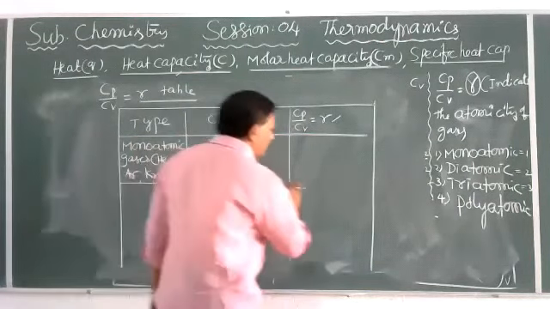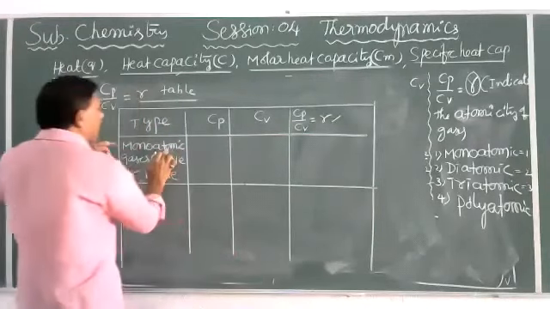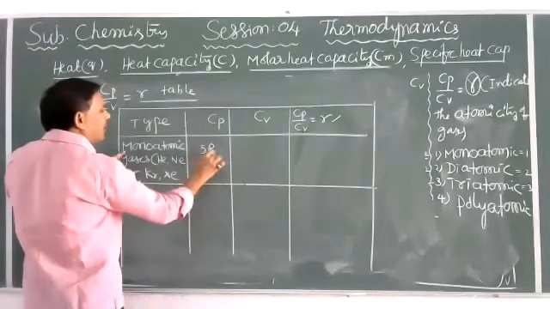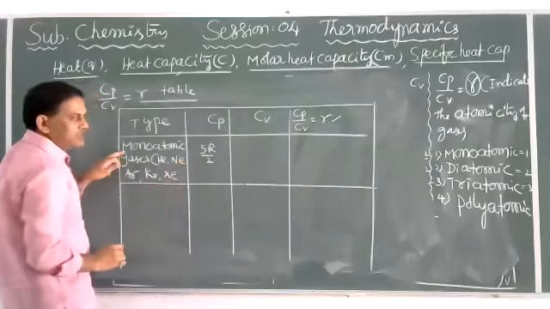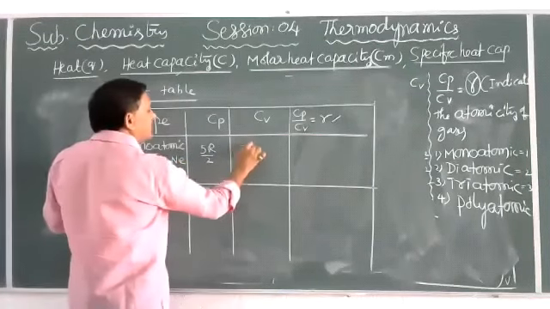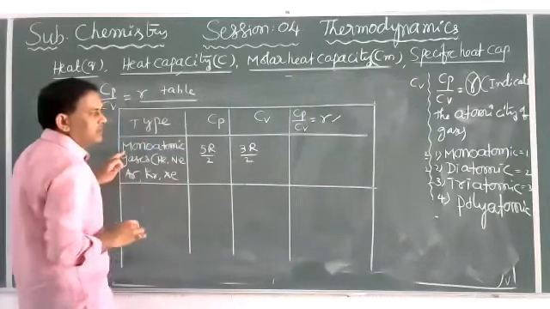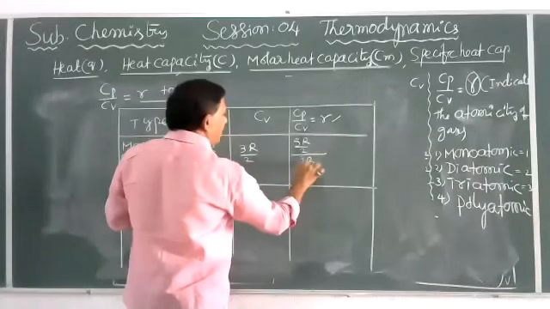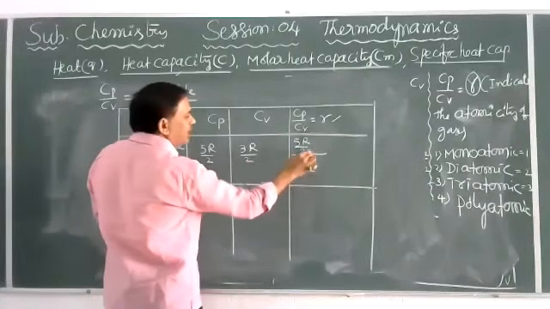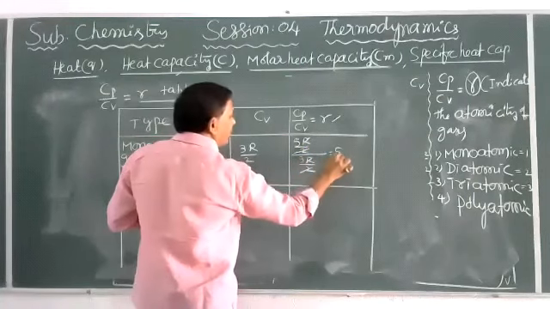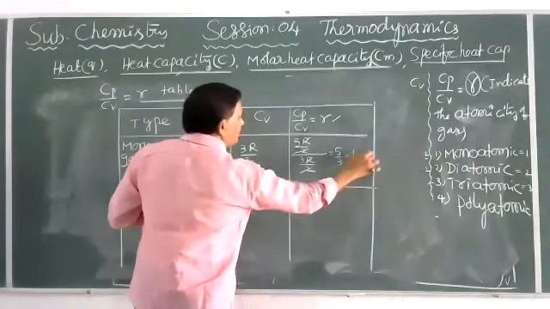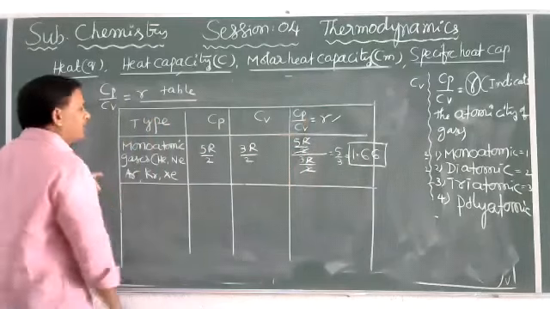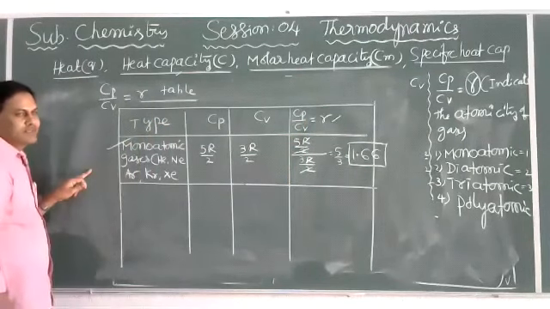Now here, monoatomic, atomicity of such a gas is equal to 1. Its Cp value is 5R by 2, R is gas constant. Cv is 3R by 2. Then this is 5R by 2 whole divided by 3R by 2. Here 2 gets cancelled, R and R get cancelled. That is 5 by 3, that is equal to 1.66. This is the value of gamma for all types of monoatomic gases.